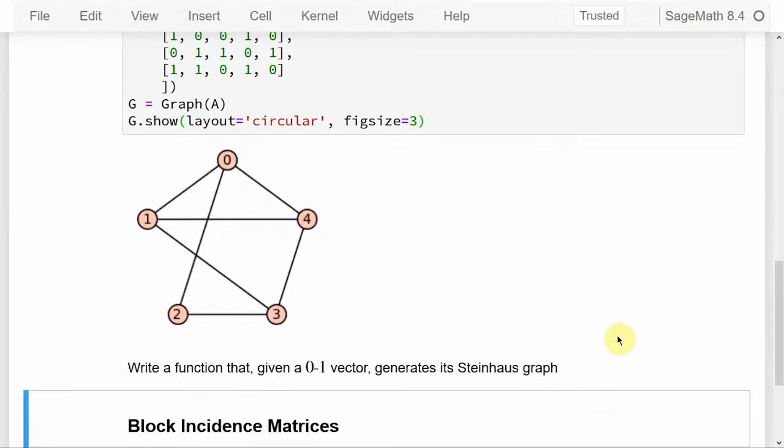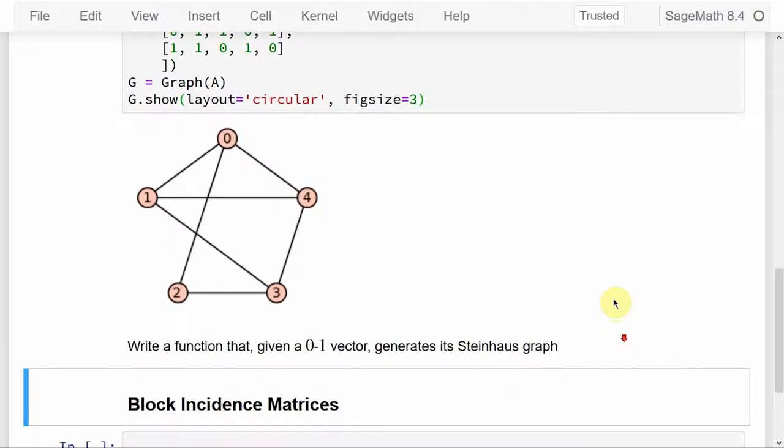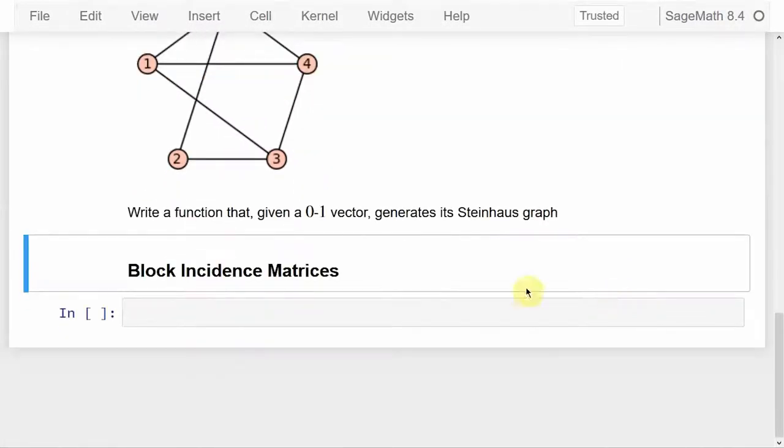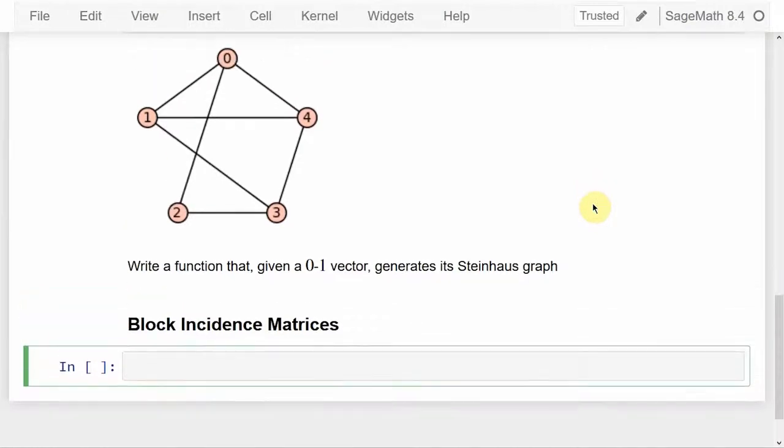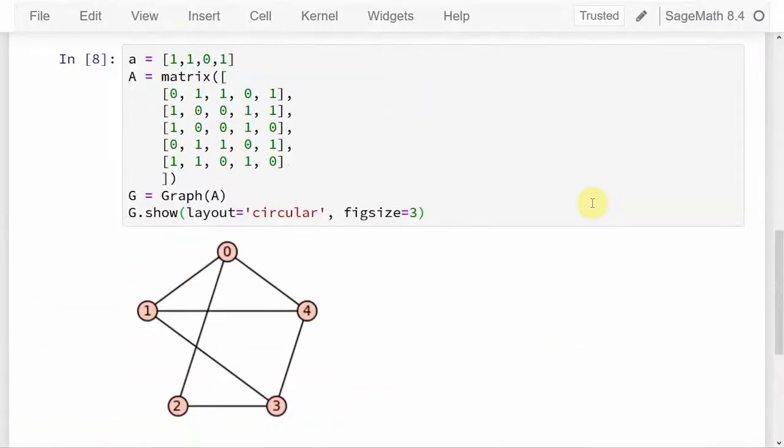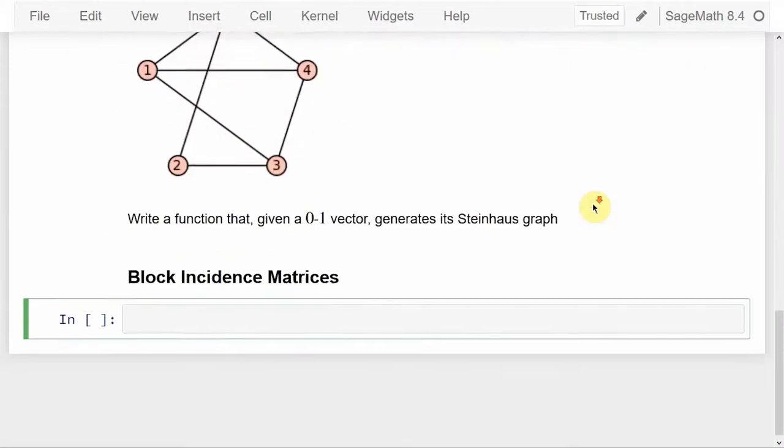So let me ask, if the vector is of length n, what is the order of the graph you get? N plus 1. That has to be kept in mind because you are always appending a 0. Fine. So as I said, you can pick any of these.